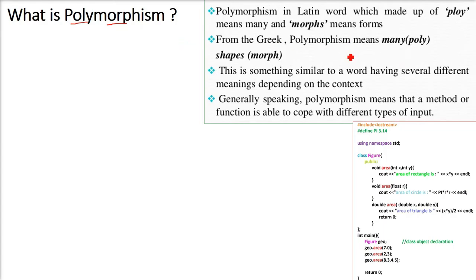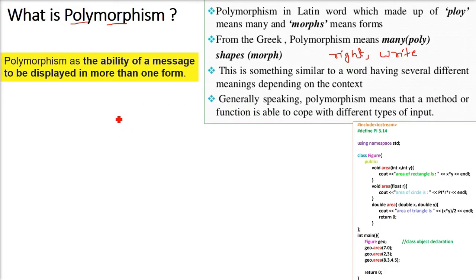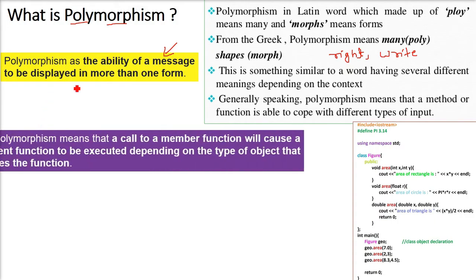For example, if I tell you a word, write, you can write it like WRITE, or even you can understand RIGHT. Generally speaking, when we are talking about the programming paradigm, polymorphism means that a method or function is able to cope up with different types of input. So polymorphism is the ability of the message to be displayed in more than one form, depending upon the situation, depending upon the scenario, depending upon the invocation.